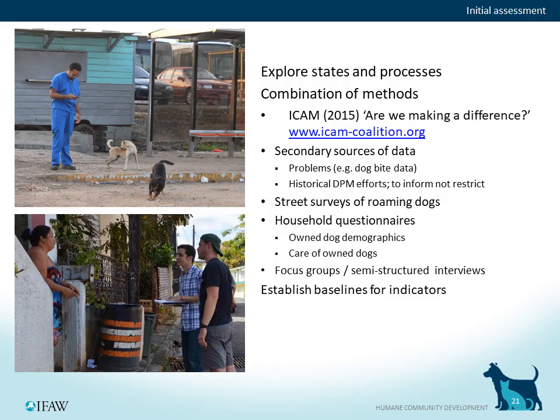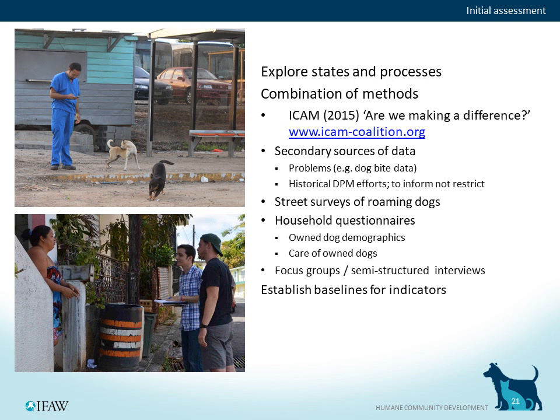Okay, so I've tried to justify the relevance of understanding dog population dynamics in order to design DPM interventions. But how do we access this understanding? It requires a combination of methods, and you will find many of these described more fully in ICAM's Are We Making a Difference guide, which is available on the website.